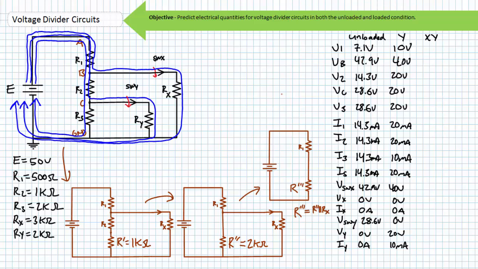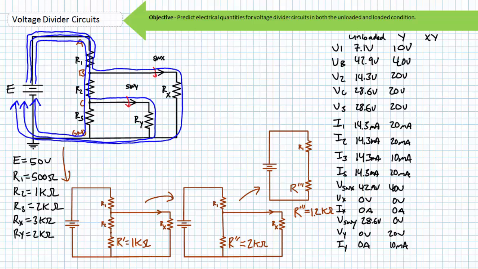R double prime is in parallel with a 3 kiloohm load resistor Rx at node B. These two can be combined in parallel to yield another imaginary resistor I'll call R triple prime. Since R double prime is a 2 kiloohm resistor and Rx is a 3 kiloohm resistor, the parallel combination of these two means R triple prime is a 1.2 kiloohm resistor.